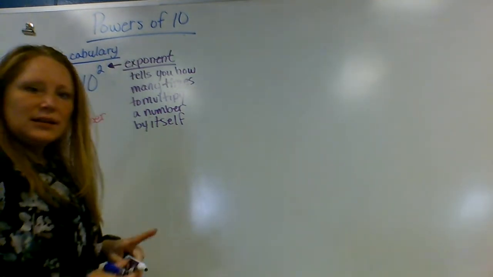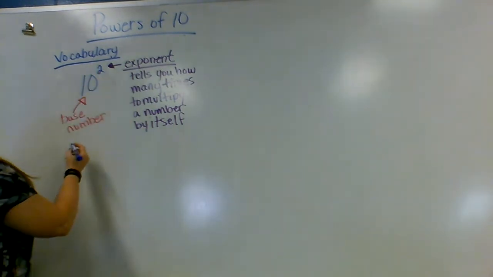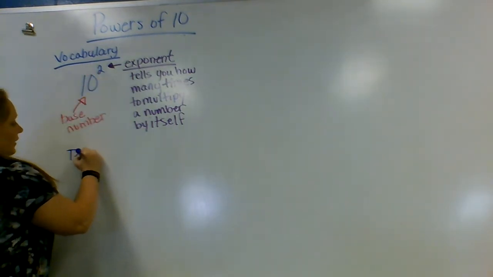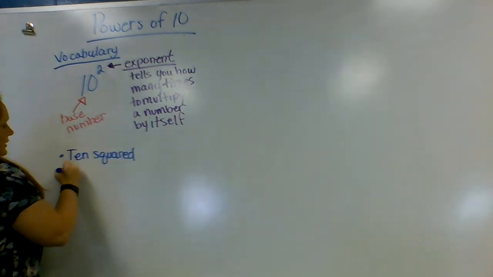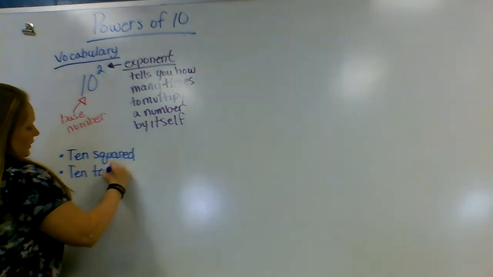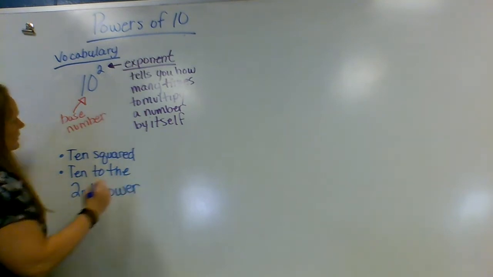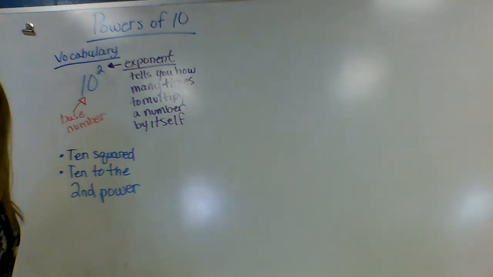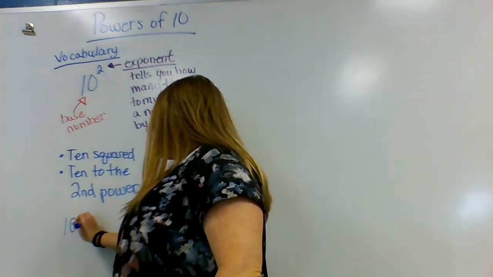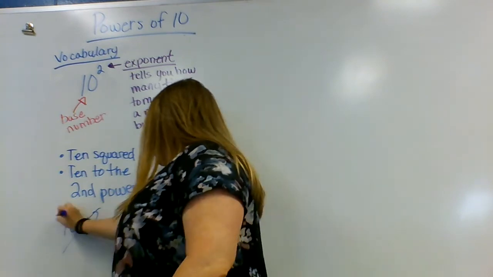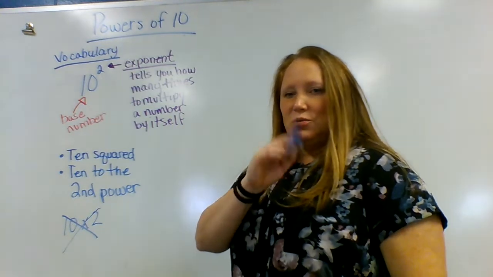Now, I want you to write this number, 10, with a little 2 up here. This is what we like to call either 10 squared, or we also call it 10 to the second power because it has a 2 right here. Now, this does not mean 10 times 2. No, that's not it. I'll explain what it does mean in just a second.